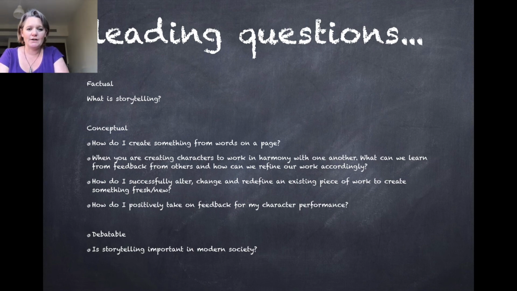When you're creating characters to work in harmony with one another, what can we learn from feedback from others, and how can we refine our work accordingly? So this is kind of a two-part question. So you've got, when you're creating characters that work in harmony with one another, let's say you've got that bit sorted. So you've got some nice contrasts between your characters and your voices that you are using.